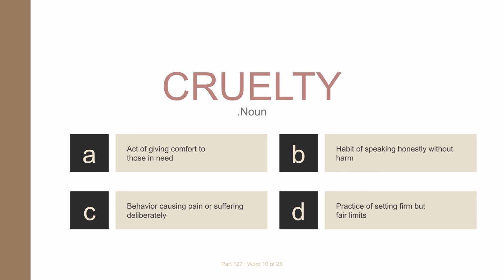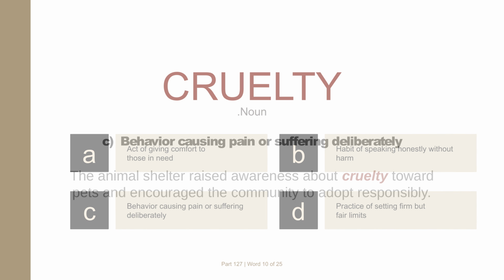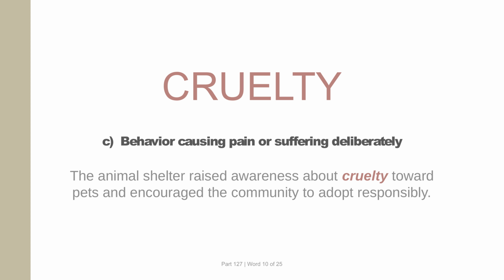Correct answer: Option C. The correct meaning of cruelty is behavior causing pain or suffering deliberately. Example: the animal shelter raised awareness about cruelty toward pets and encouraged the community to adopt responsibly.